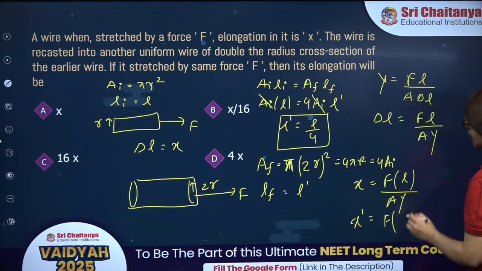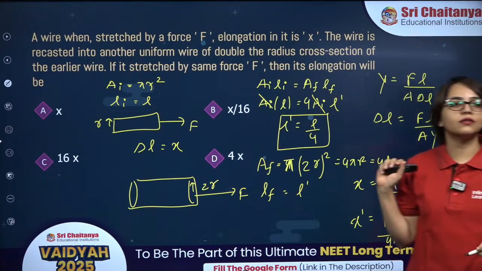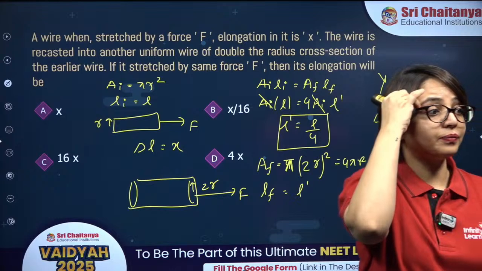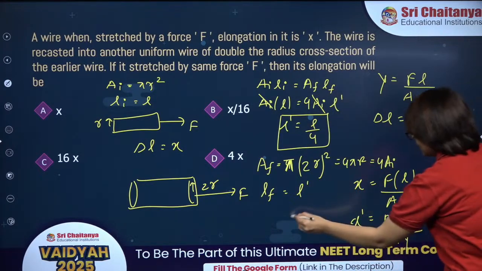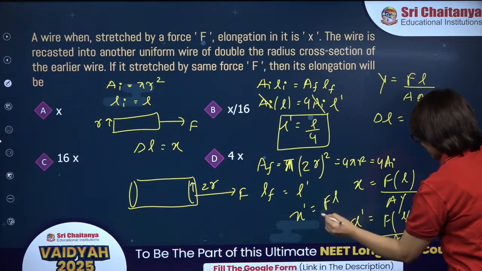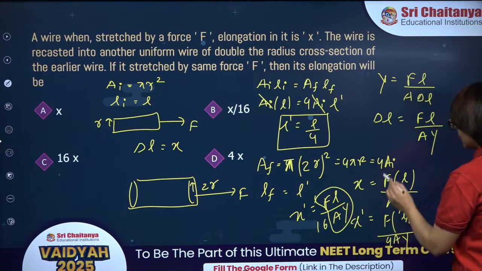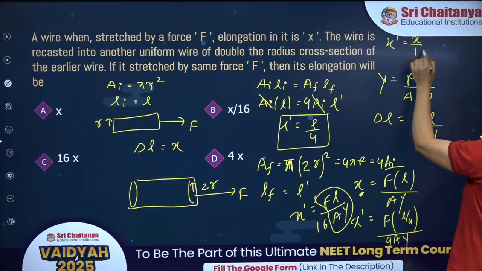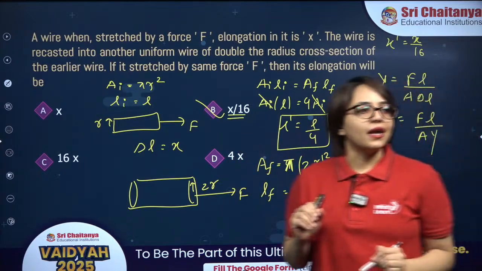We are keeping force same, but length is L by 4, area is 4A, and Young's modulus will be same because we are not changing the material. Right? Yes. So, over here x dash will be FL divided by 16 times AY. But what is FL divided by AY? It is nothing but x value. So, x dash new elongation is x by 16. It is 1 by 16 times the previous one, which is option B.